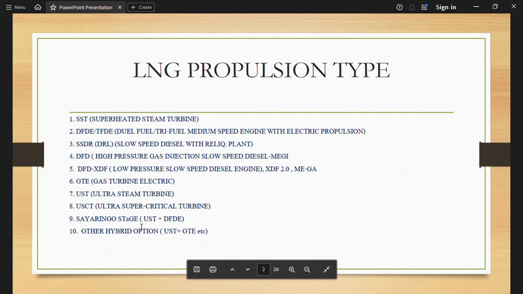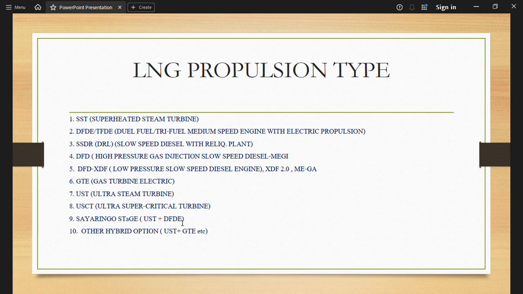Then there are hybrid options, that is UST plus DFDE, and UST plus GTE. So these nomenclatures are important. We'll be seeing all of these in depth in our upcoming slides, and we'll be using the short forms for all of them, so please don't get confused. Even if you miss, you can come back in the video and refer again. We will not be using the long forms in our further discussion.